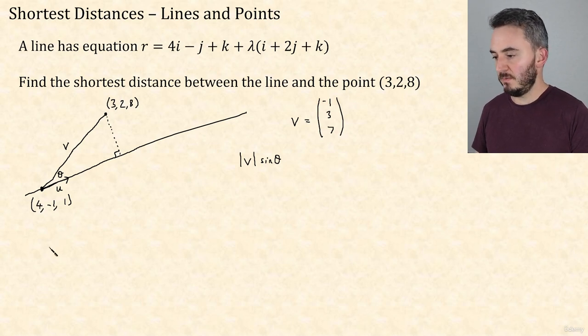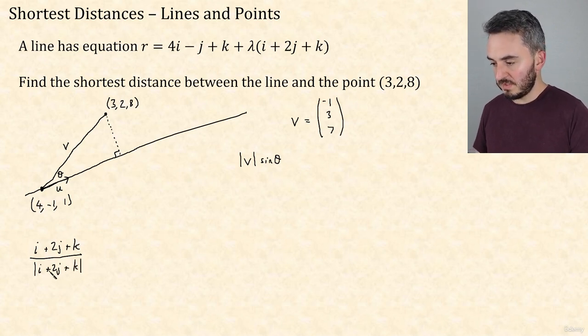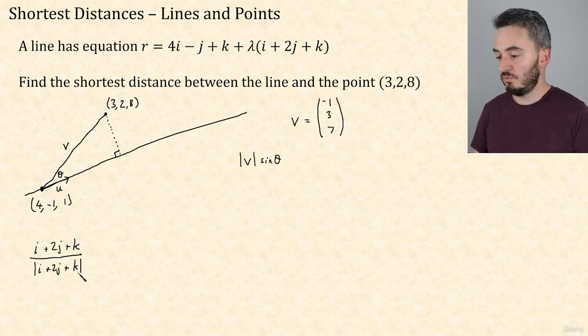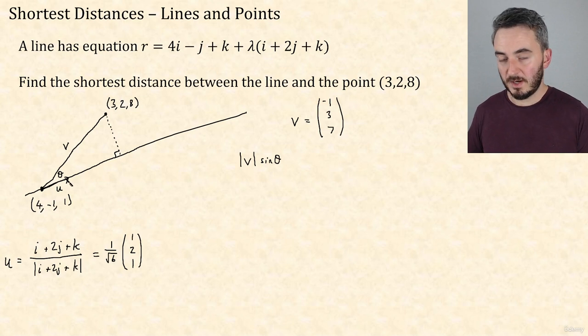So that's effectively going to be the vector i plus 2j plus k divided by the modulus of i plus 2j plus k. So what is that? Well, the modulus down here is the square root of 1 squared plus 2 squared plus 1 squared, which is root 6. So what we've got here is 1 over root 6 multiplied by the vector 1, 2, 1. So that is our u. That's a unit vector running in the same direction as the line.